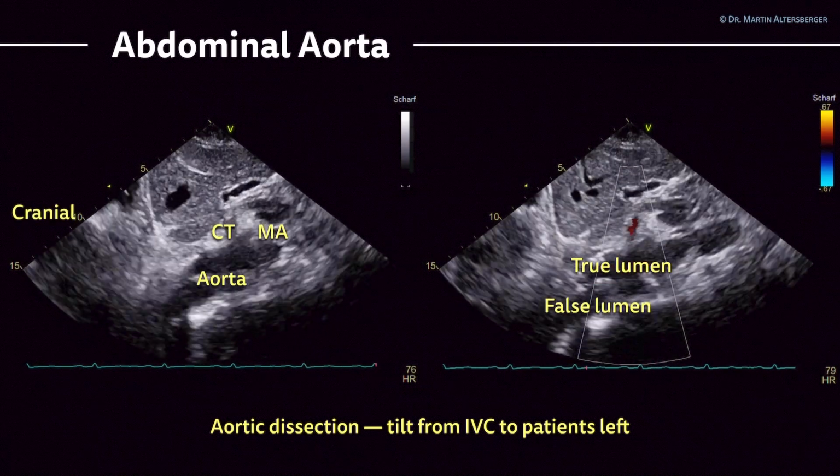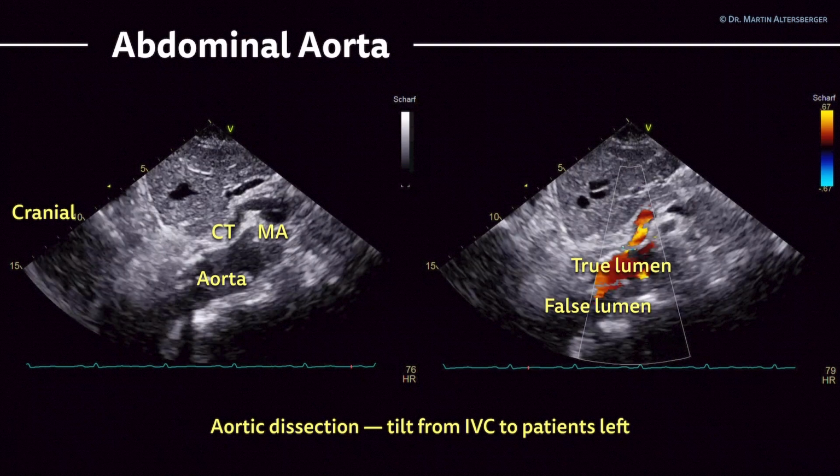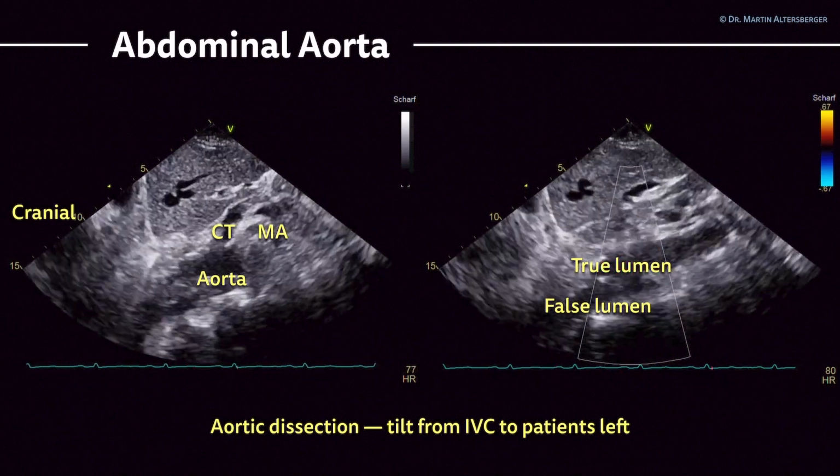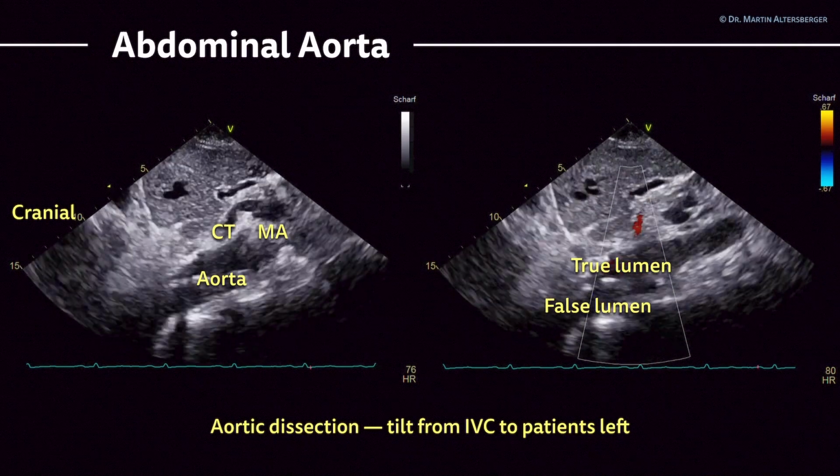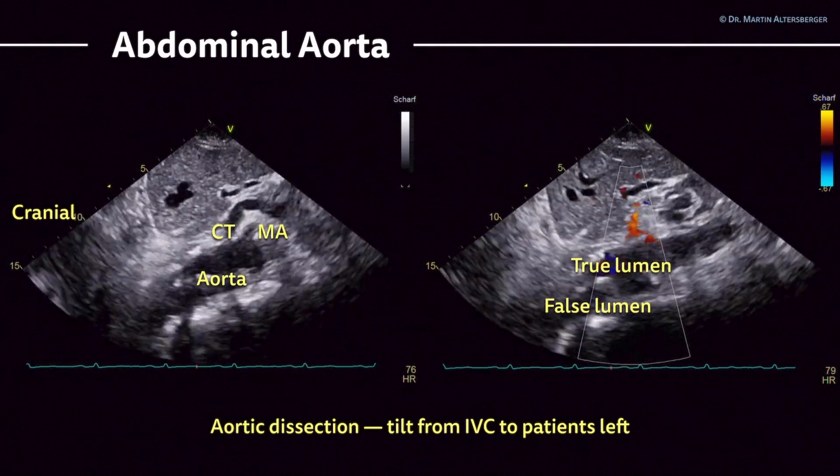So to summarize, from this subcostal approach, very often you get a very good glimpse of the aorta, and you should always at least once take a look at the abdominal aorta as well.